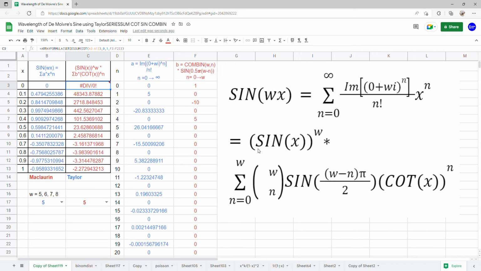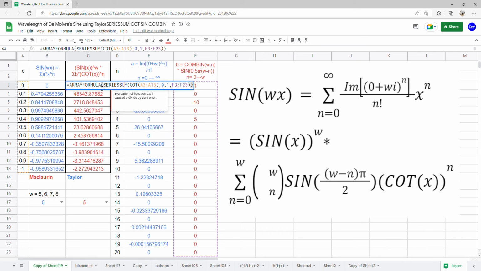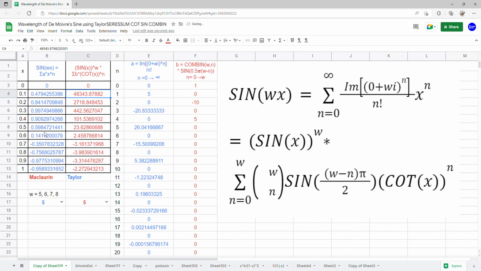Since sine x equals 0, it should be 0. So correct this. If x equals 0, it's 0. Otherwise, calculate. Now it's corrected. We'll chart this.